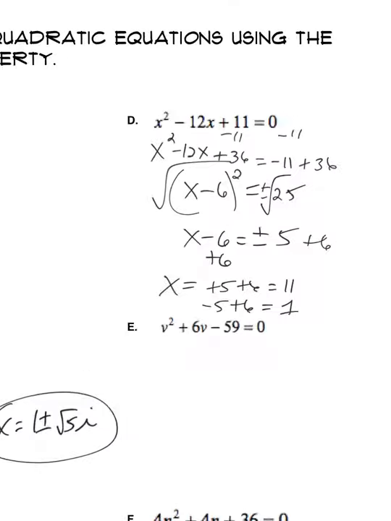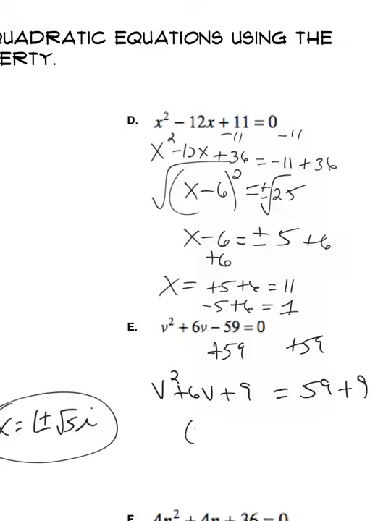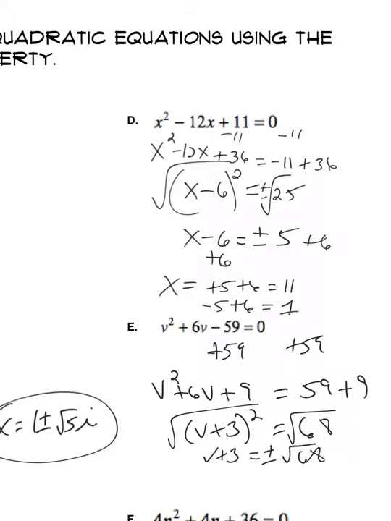For e, add 59 to both sides. Leave, oops, it's not x. Let's go back there. Leave a little bit of space and cut 6 in half and square it. So half of 6 is 3. 3 squared is 9. Make sure I add it to both sides. And then I have v plus 3 squared equals 68.